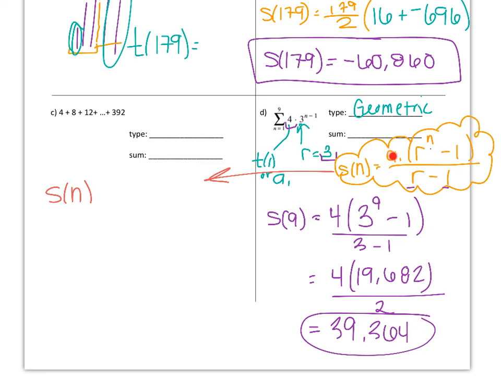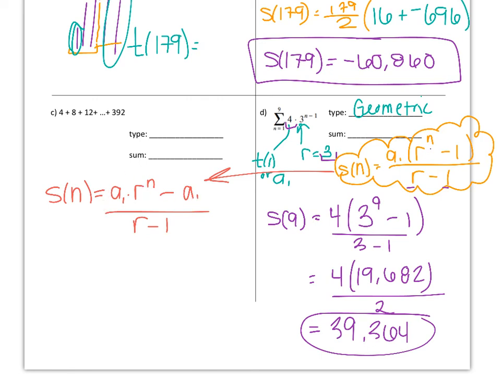So some people take this A1 and distribute it to both of those terms. So it would be A1 times R to the N. And then you'll just see it written like that. And then we distribute that to the minus 1 as well. So that just ends up being minus A1 over R minus 1. So this is one variation of this formula you might see. All it's doing is taking that first term A, or in this case 4, and distributing it to both of these terms in the numerator.